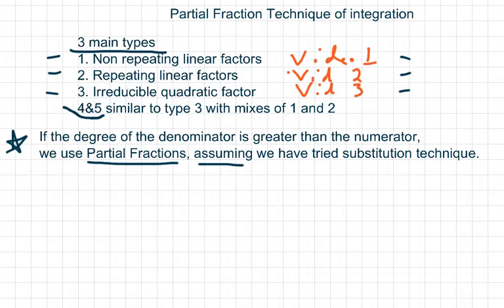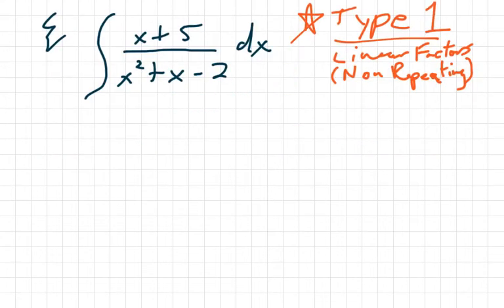So here we go. The examples are quite long, so you'll see that I'll have to stretch them out over two pages at least. So here's our first example. Looking at this, right off the hop, I think of substitution, but the derivative of the bottom would be 2x plus 1, which doesn't substitute out the x plus 5. So this is a perfect example of partial fractions.